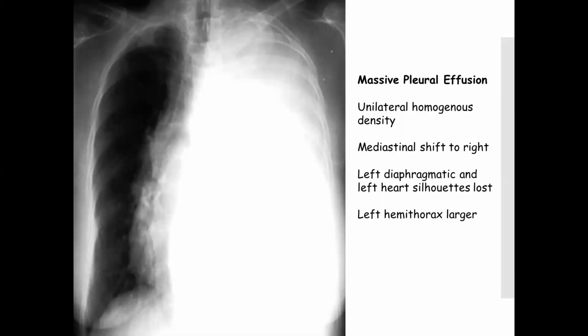So, massive pleural effusion: unilateral homogeneous density, mediastinal shift to the right. Are you able to see? Even the trachea has moved to the right. Left diaphragmatic and left heart silhouettes are lost. And then the left hemithorax is larger. Are you able to see? Yep, it's way larger than the right.